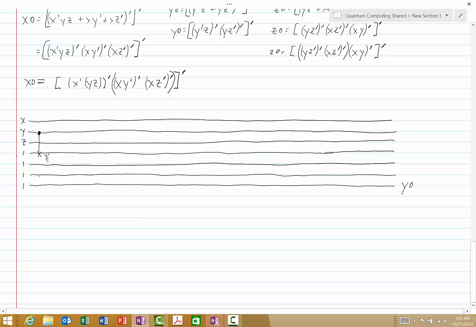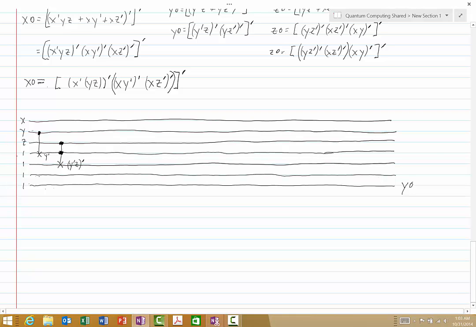Now we want to have Y prime ANDed, well, actually Y prime is going to be NANDed with Z according to this. So how can we accomplish that? Well, if we have Z and Y prime, and then put an X here, then this would give us on this line Y prime Z NANDed together.